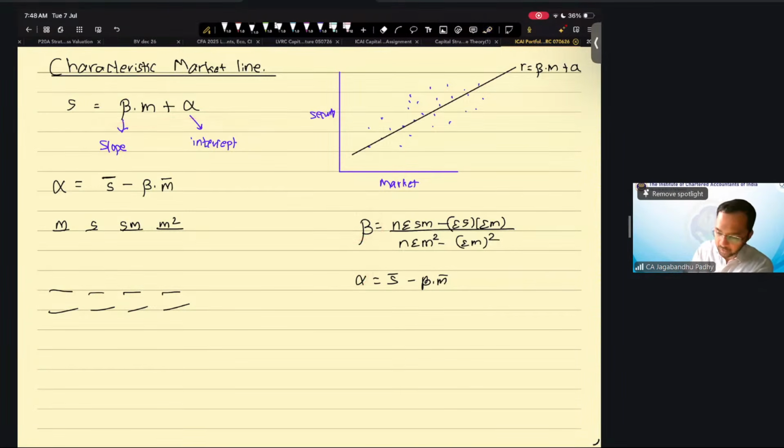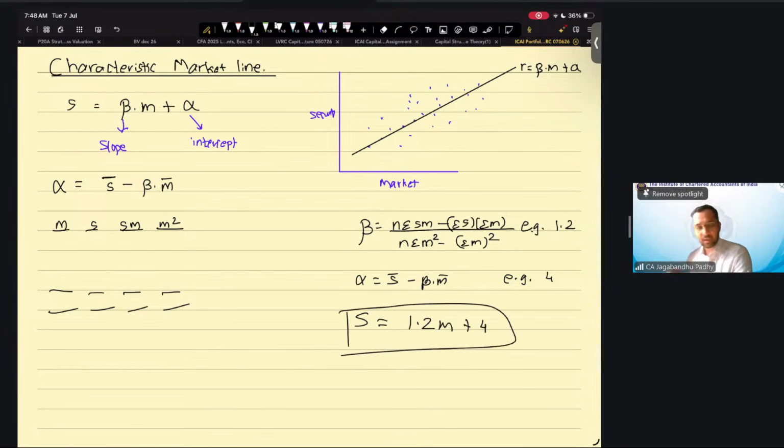Now let's say, for example, you get beta as 1.2 and alpha as 4. Of course, we have the security return now as 1.2 into market plus 4. This is your characteristic market line. Whenever you want to calculate the expected return for a given level of market return, you just need to substitute in this market M a certain value, and you get the value of the security.